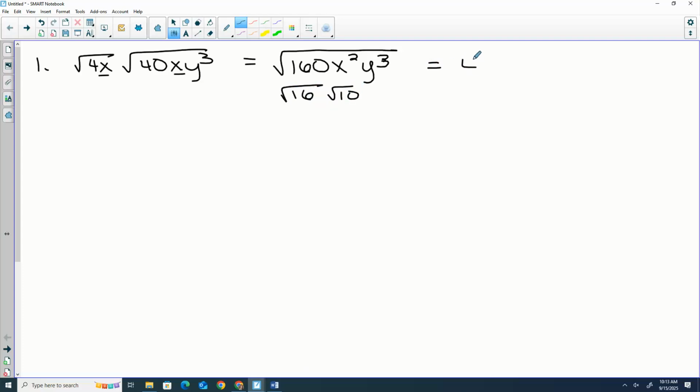So the square root of 16 is 4. We can't do the square root of 10, so it stays. If you have two x's, we can take out one group of 2. 3 y's, we can take out one group of 2, which would leave us with 1 left over.